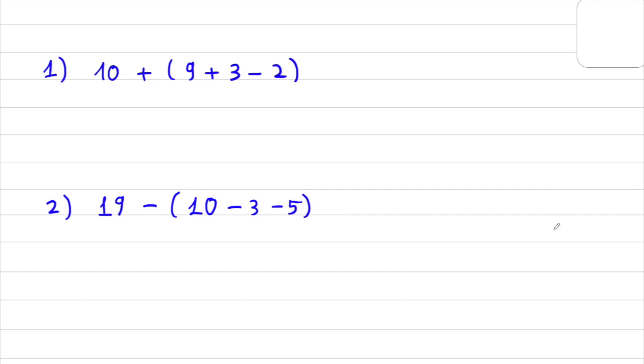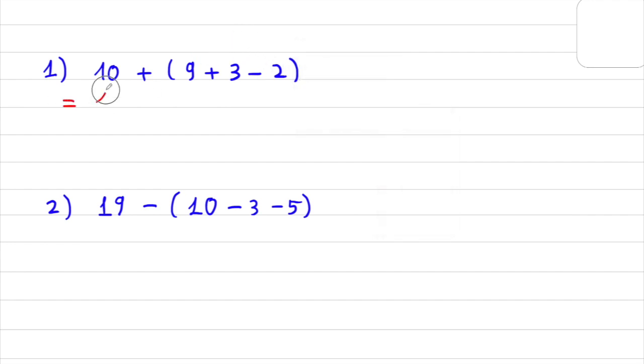Inside the bracket for question 1, you can see you have 9 plus 3 minus 2. We have two operations in this bracket, and because we have only addition and subtraction, the order tells you to take the operations from left to right. Okay, so step by step, I will show my working out for this question like this.